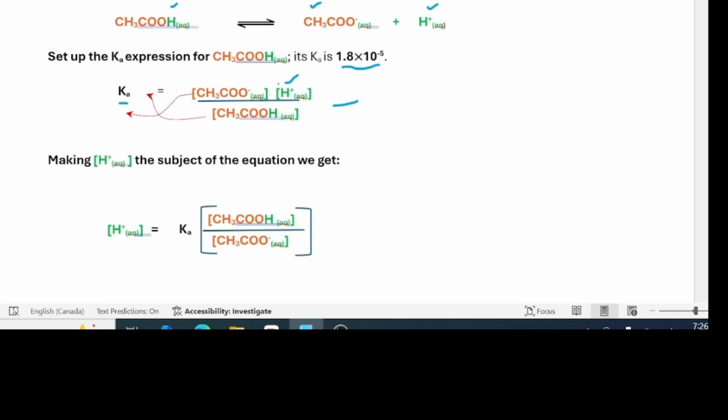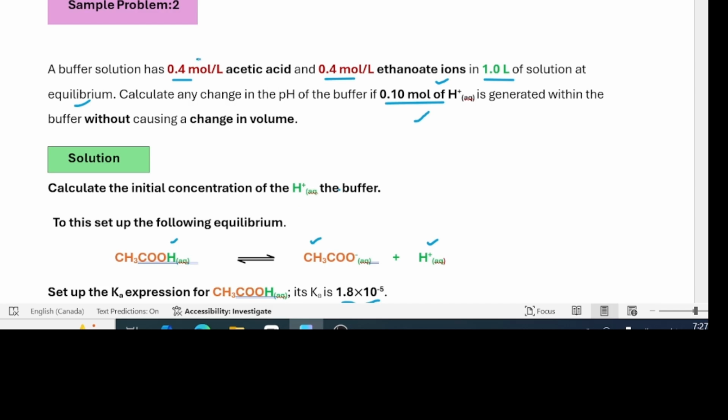So we leave this all by itself here. Take across the concentration of the acid and put it at the top, and bring down the concentration of the ethanoate ions at the bottom there, and it turns out to be that expression. But we know what the concentrations of those species are. That is it for the acid, and that is it for the ethanoate ions.